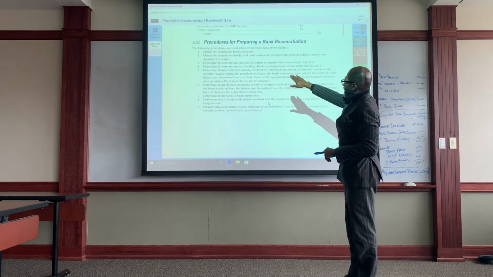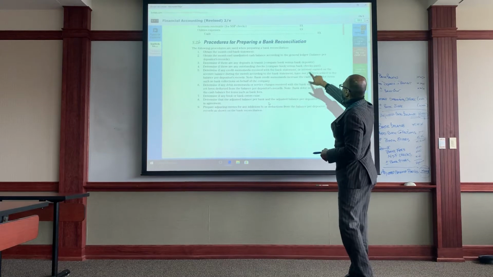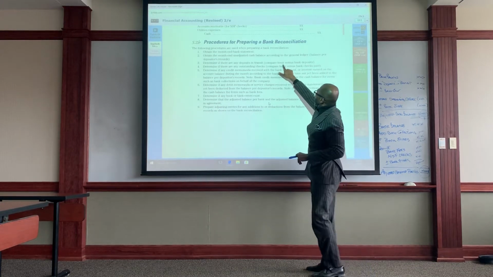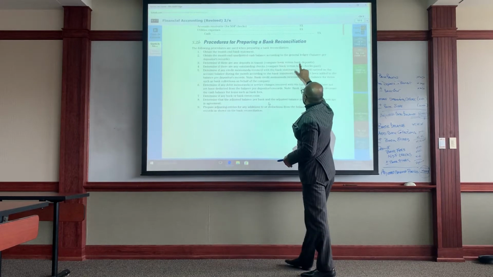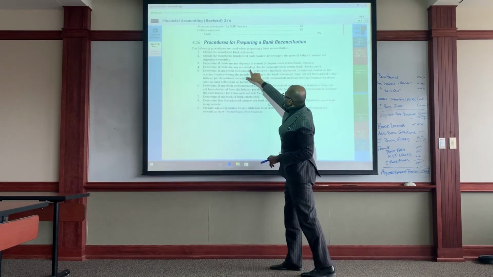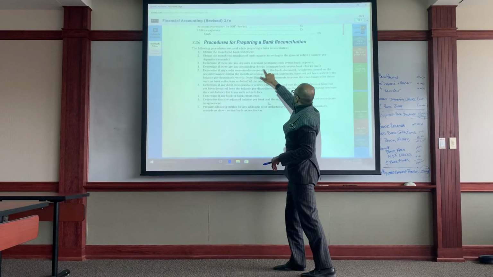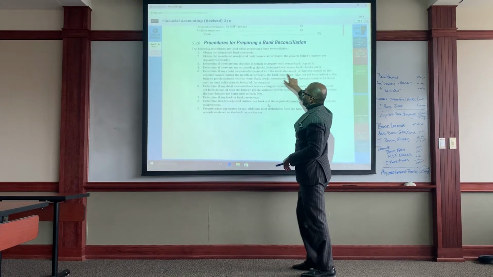Determine if there are any deposits in transit on your books versus the bank. So what you're going to do here is you're going to say, are there any deposits that I recorded on my books that the bank doesn't show? Are there any checks that I recorded on my books that the bank doesn't show?